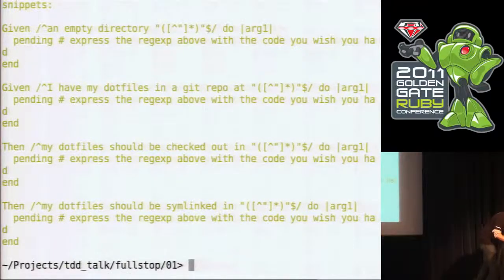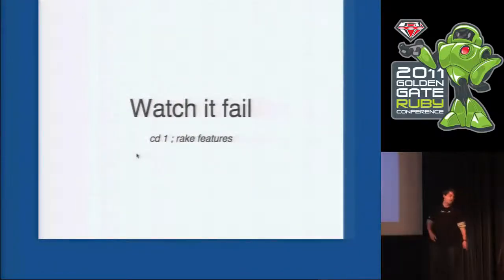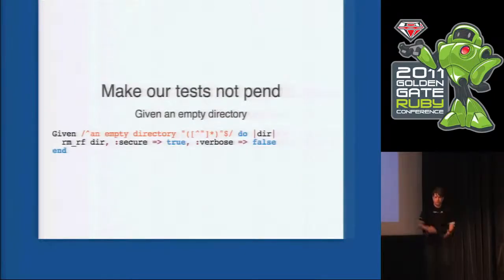Okay, not quite. This is Cucumber telling us it doesn't know how to execute all those steps that you just wanted it to do. So let's implement those steps. The first one is we've got this empty directory, so all we're going to do is just kill it and make sure it's clean. That's pretty easy. Probably don't want to pass this something other than temp, but whatever.